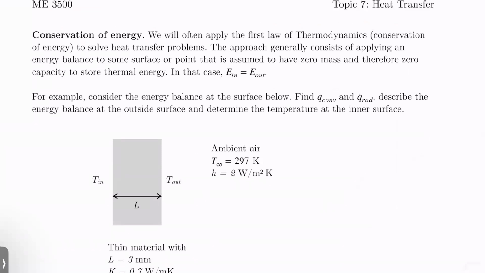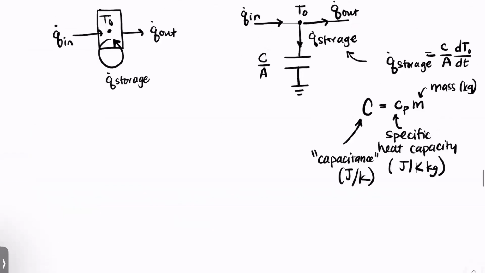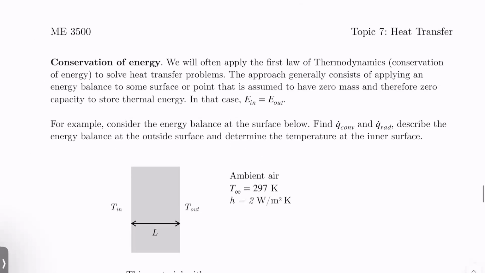What we're going to use to solve these problems is essentially conservation of energy. So we're going to use the first law of thermodynamics, which is just another way of phrasing conservation of energy. The approach is generally going to consist of applying an energy balance to some surface or point that we're going to assume has 0 mass. Because it has 0 mass, it has 0 capacity to store any energy. If you remember, Q dot storage, the capacitance, depends on the amount of mass. So if we say mass is 0, Q dot storage is 0. And so if there's no storage, then energy in has to be equal to energy out.